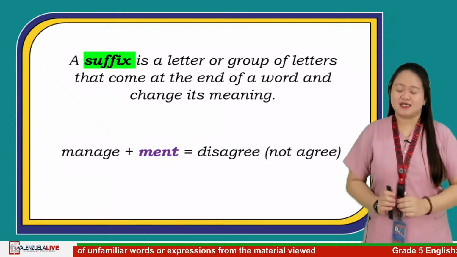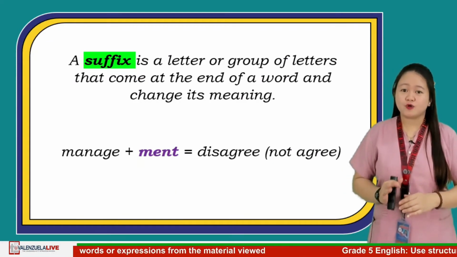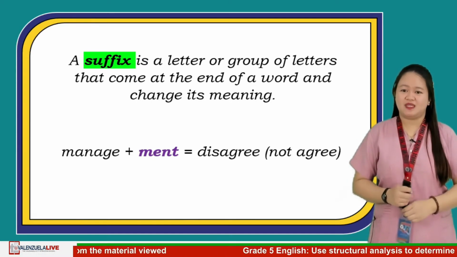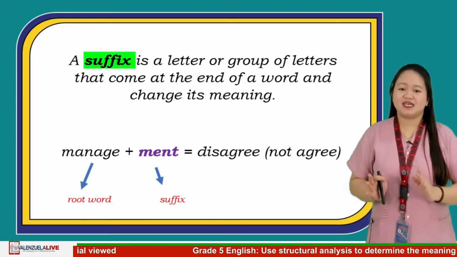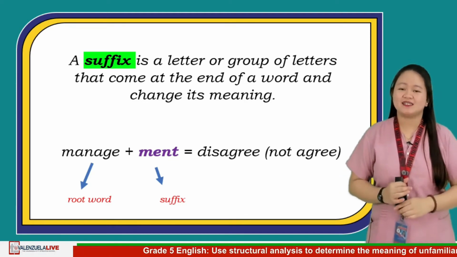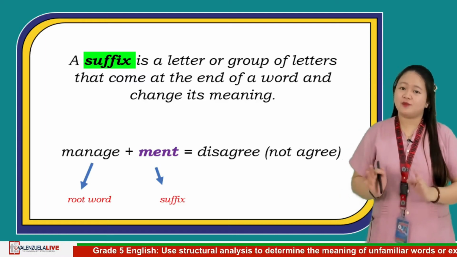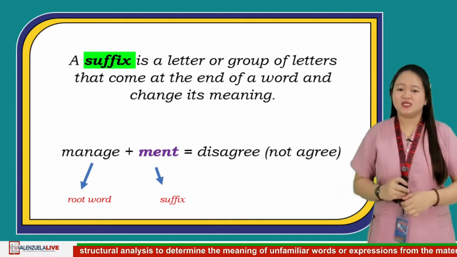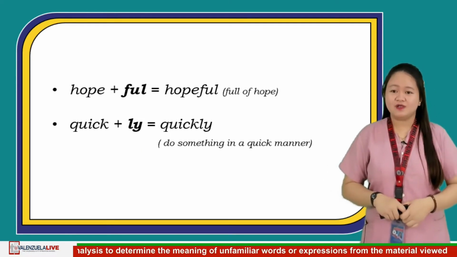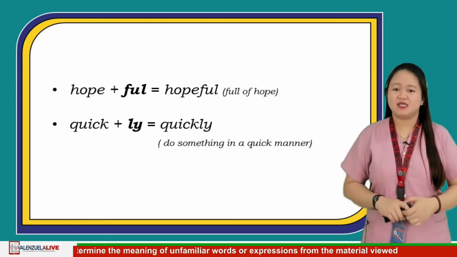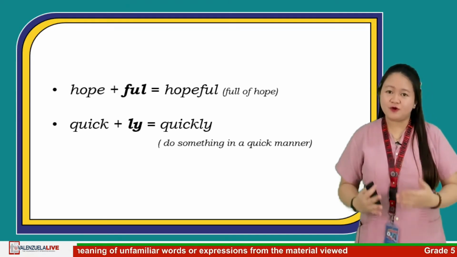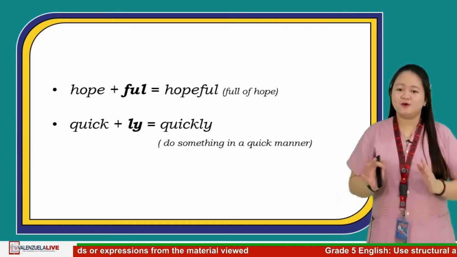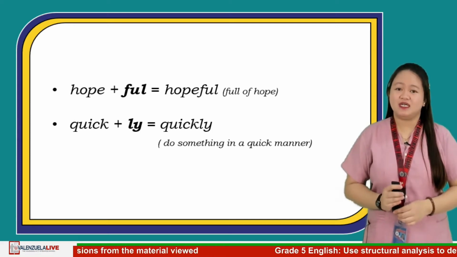Next is the suffix. A suffix is a letter or group of letters that comes at the end of the word and changes its meaning. The verb manage can change to a noun by adding the suffix ment, which means a product or resulting state, to form a new word, management. Another example: hope plus ful is equal to hopeful. It means full of hope. Quick plus ly is equal to quickly. It means to do something in a quick manner.